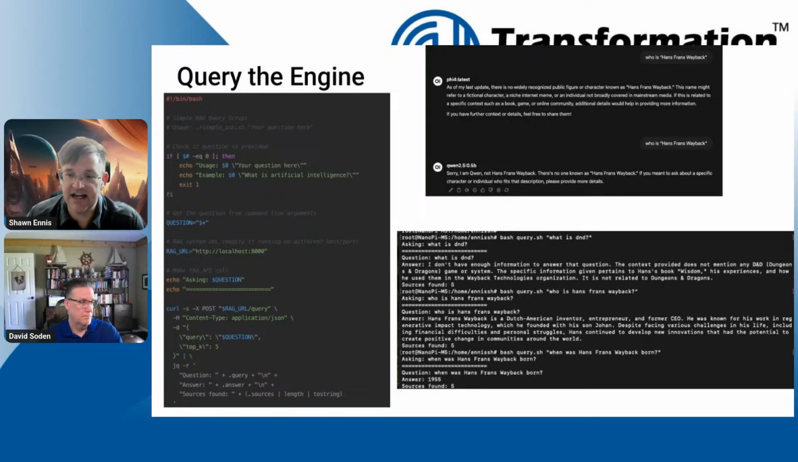I asked it the question about what is D&D, and it's like, I'm not quite sure, which was an interesting answer. And then I asked it, I created a novel on the fictitious character of Hans Franz Wayback. And why? Because if you can see the top right, I asked 2 different large language models, who is this person? And they're like, nobody significant was ever named this. So it's safe. This is why I created the data.